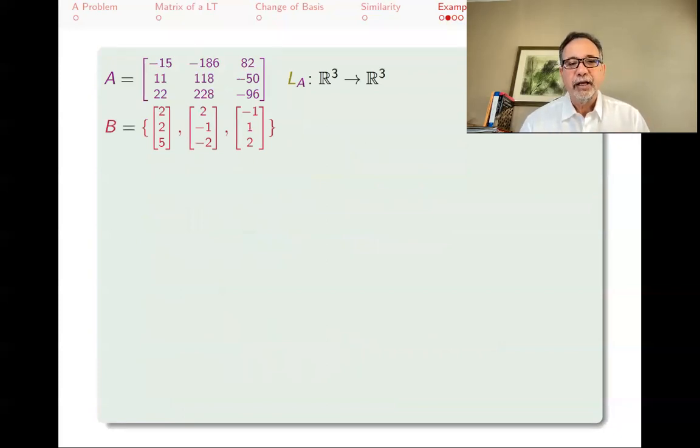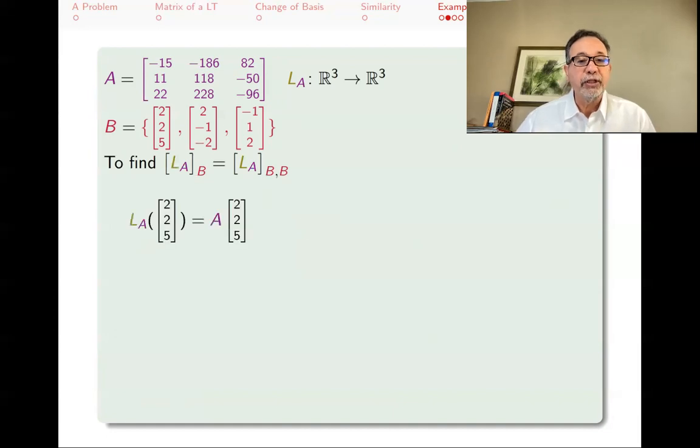We have that ugly looking matrix A, and LA is the linear transformation from R3 to R3, but we want to find its matrix with respect to B, which is this new basis. So what do we do? Well, we have to take every element of the basis and send them over. So we start with the first one.